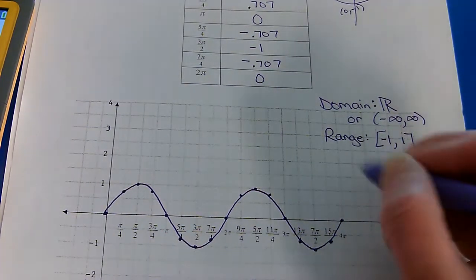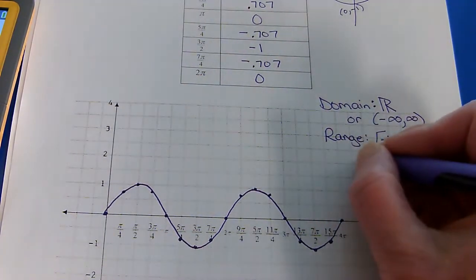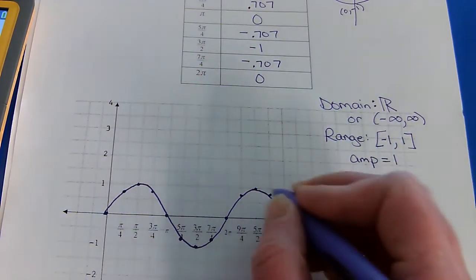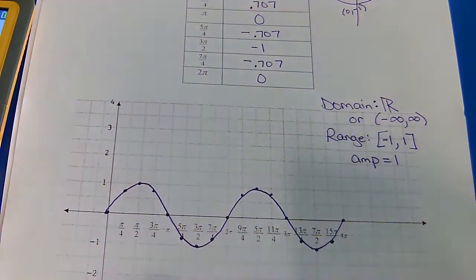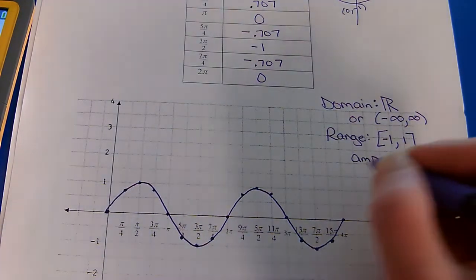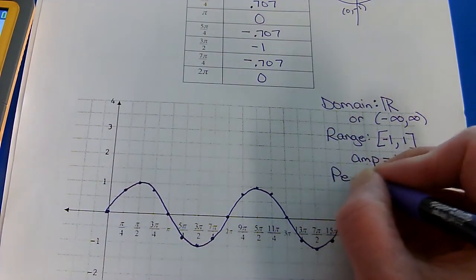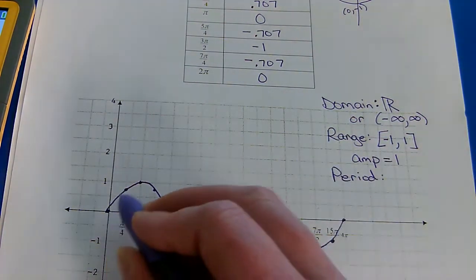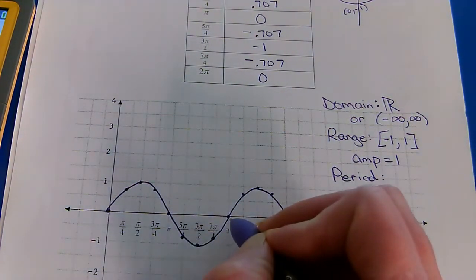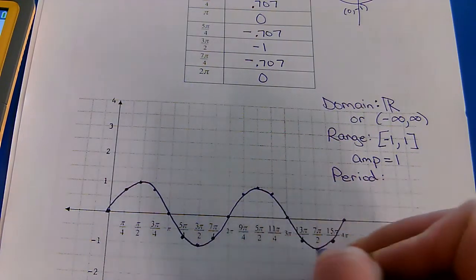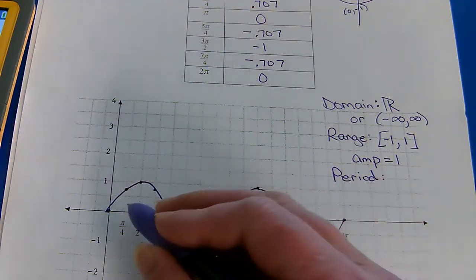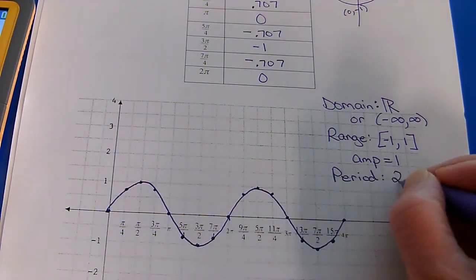Guess what? That's also telling me about my amplitude. My amplitude is 1. It goes 1 high, 1 low, 1 high, 1 low, so forth. The period, how long does it take to repeat itself? Well, it went up, down, here. Then it starts repeating itself, so it is at 2 pi, from 0 to 2 pi, so 2 pi.